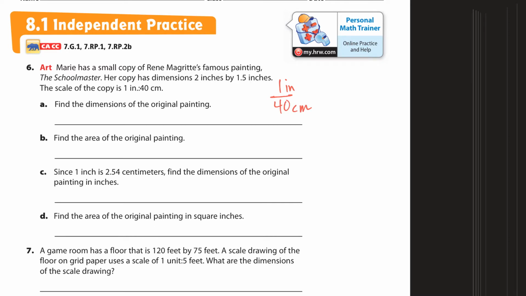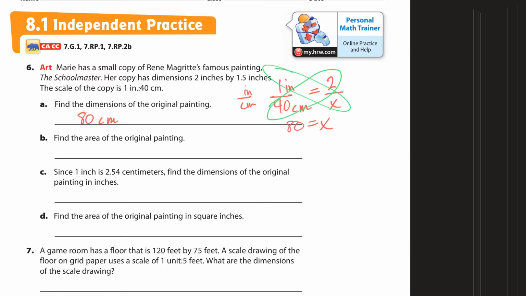So notice I have inches on the top and centimeters on the bottom. So that is equal to, make a proportion, that would be 2 inches, and we're trying to find out how many centimeters that would be. To find that out, we would cross multiply. And that is 40 times 2, which is 80, equals 1 times x. 1 times x is just x. So that's 80. So it would be 80 centimeters.